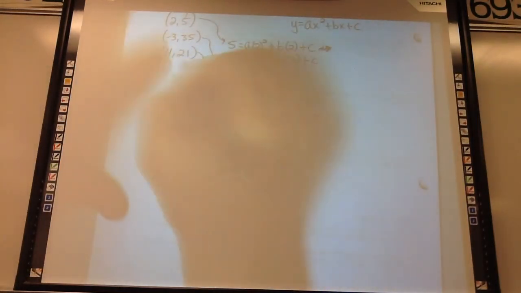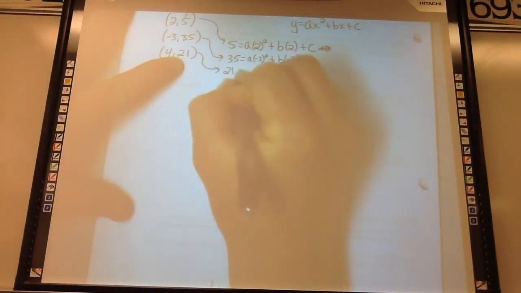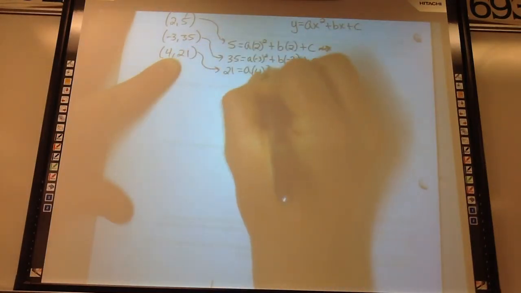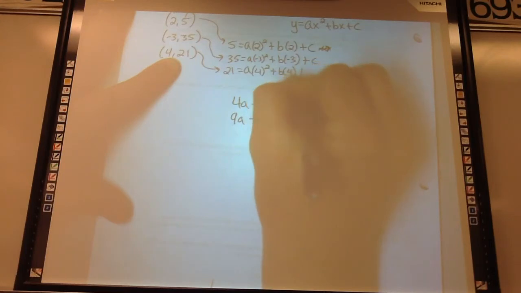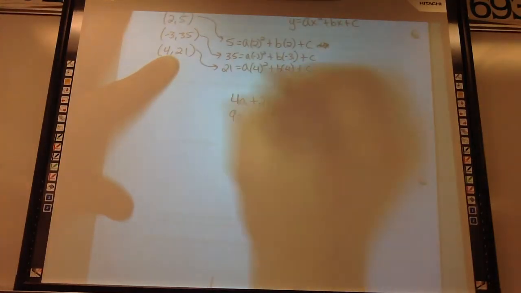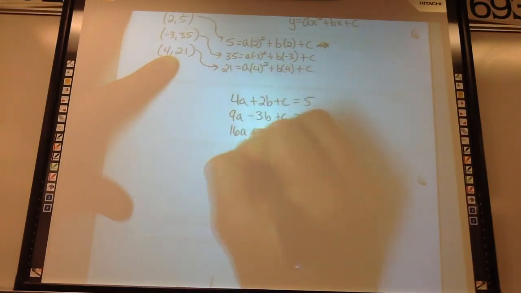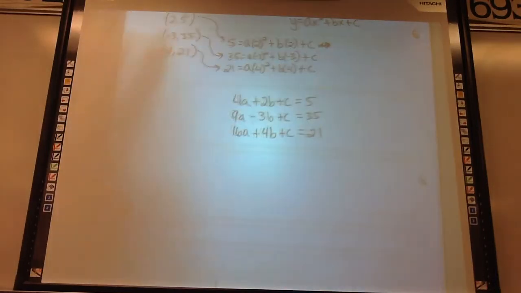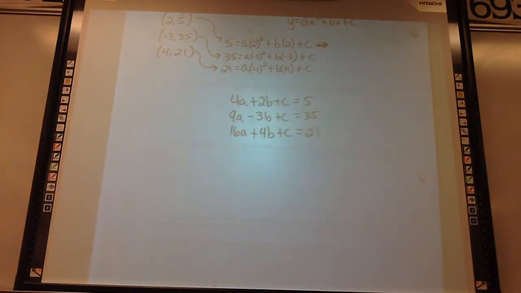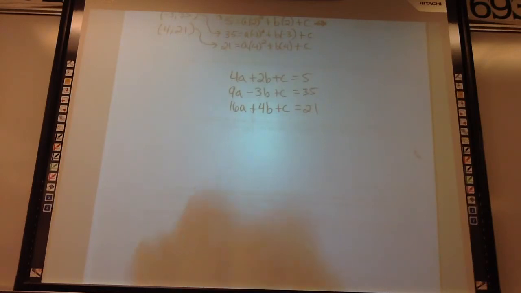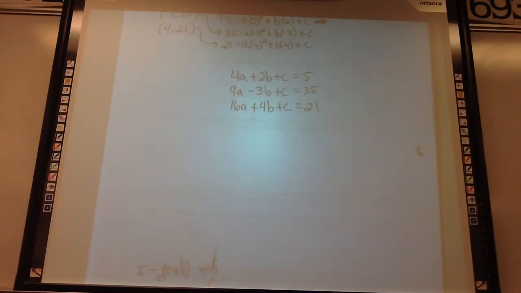And then one more. Y equals 21, that's y. A times x, which is 4 squared, plus b times 4 plus c. 4 squared is 16, so that's 16a plus 4b plus c equals 21. Any questions so far? Make sense?